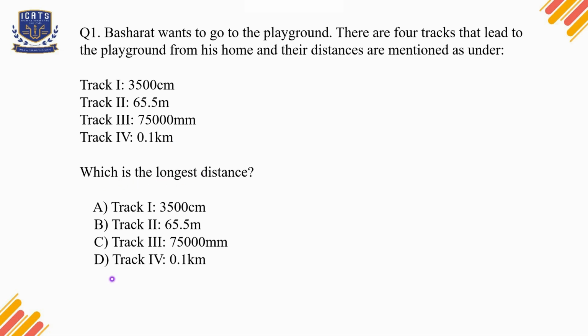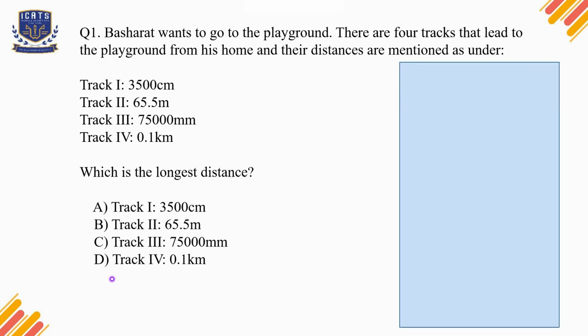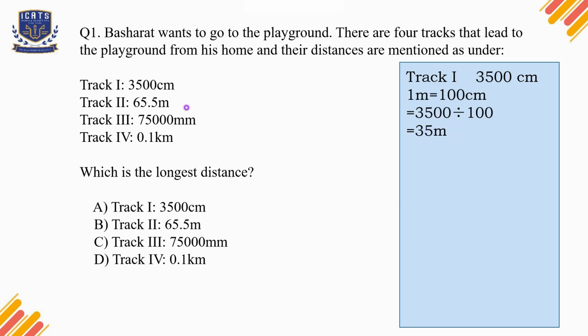So 4 options are given to us. Now let's convert all the units into the same unit, that will be meters. Now track 1 is 3500 centimeters and we know that 1 meter is equal to 100 centimeters. So whenever we convert a smaller unit into a bigger one, like centimeters into meters, we will divide the value of centimeters by 100. That will be 35 meters. Now track 2 is already in meters, so we don't need conversion here.